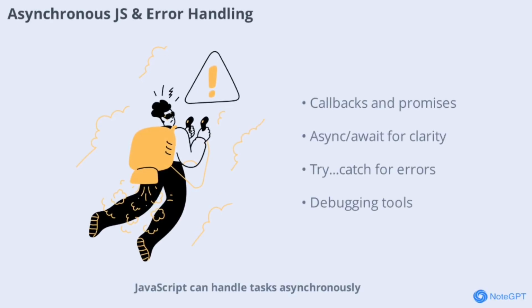JavaScript can handle tasks asynchronously, meaning it doesn't block other operations. This is essential for tasks like fetching data from a server. Callbacks, promises, and async await are the main tools for managing asynchronous code. Promises make it easier to handle success and error scenarios, while async await lets you write asynchronous code that looks synchronous. Error handling is done with try, catch blocks, allowing your code to respond gracefully to unexpected issues. Debugging tools and console.log statements help you find and fix bugs, making your code more reliable.